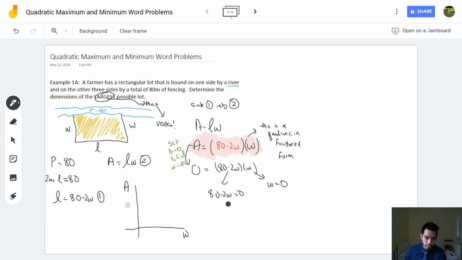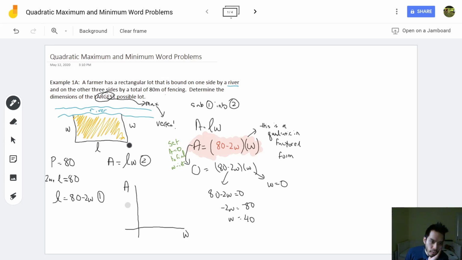And so now we can solve for w. The opposite of plus 80 is minus 80. And we divide both sides by -2, and this becomes positive 40. And so we have found, and this is an answer already, at what point is the area 0? When does this rectangle have an area of 0? Well, this rectangle has an area of 0 when the width is 40. Let's think about that for a second.